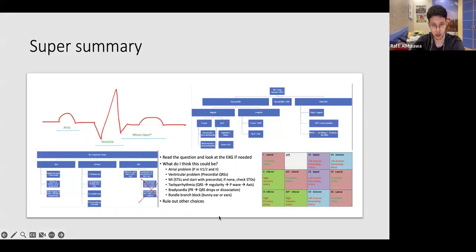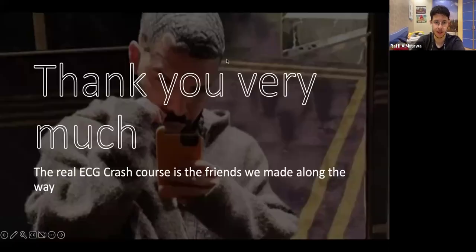Here is my super summary of the most important things I think you should focus on. Again, with the monkey see, monkey do aspect.